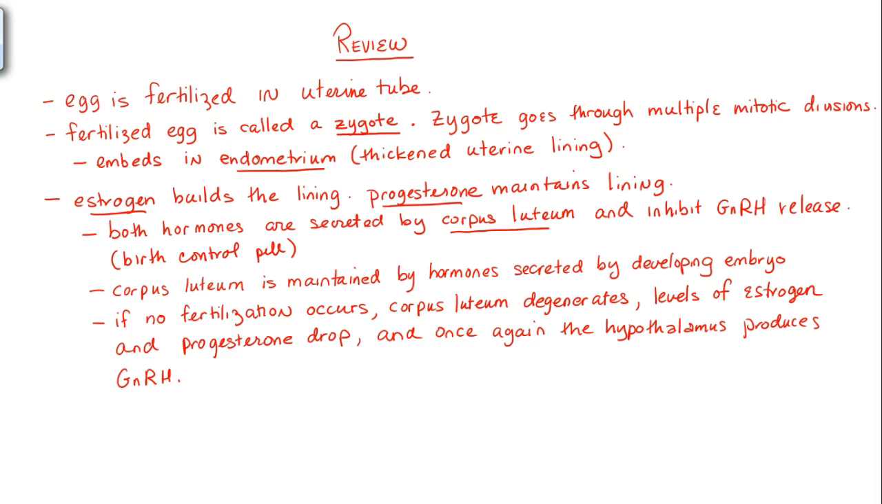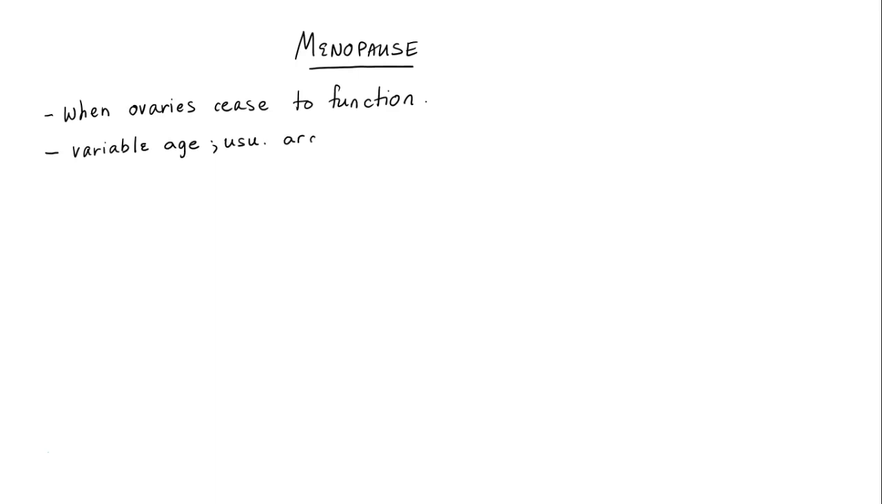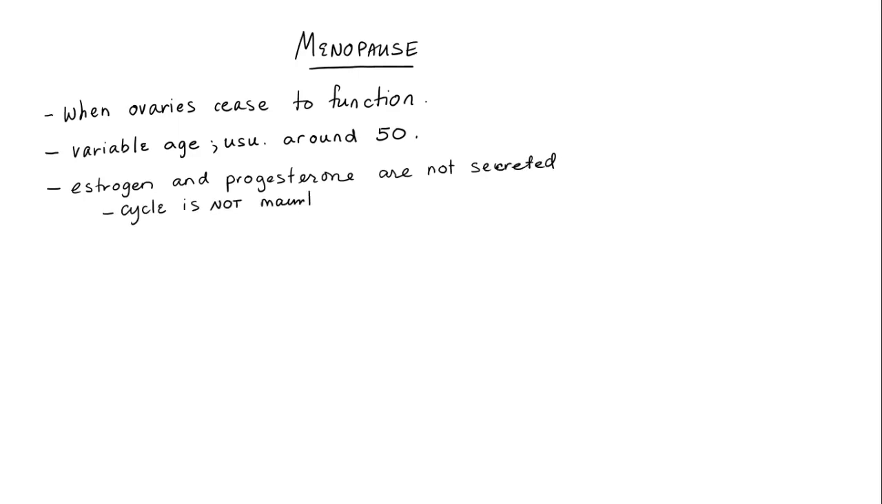And finally, let's talk about what happens when the ovaries stop doing their job. And this is known as menopause. And so menopause starts at different times for different women. This is when the ovaries cease to function, and it usually happens at variable times, usually around age 50. And estrogen and progesterone are not secreted then, and the cycle is not maintained.